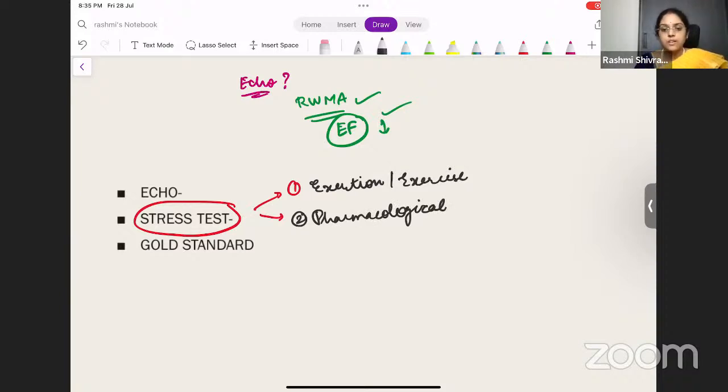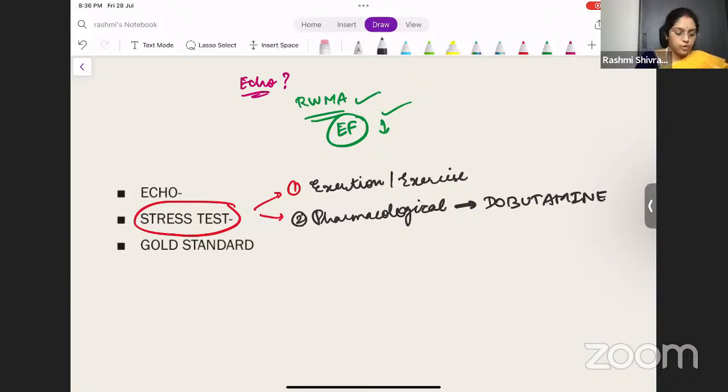If the patient has osteoarthritis and is not able to do the exercise or a treadmill test to produce these symptoms, you're not able to do the test on him. So what will you do? You will subject the patient to a pharmacological stress test. And what is the agent that is most commonly used? That is dobutamine. That is called dobutamine stress echo.